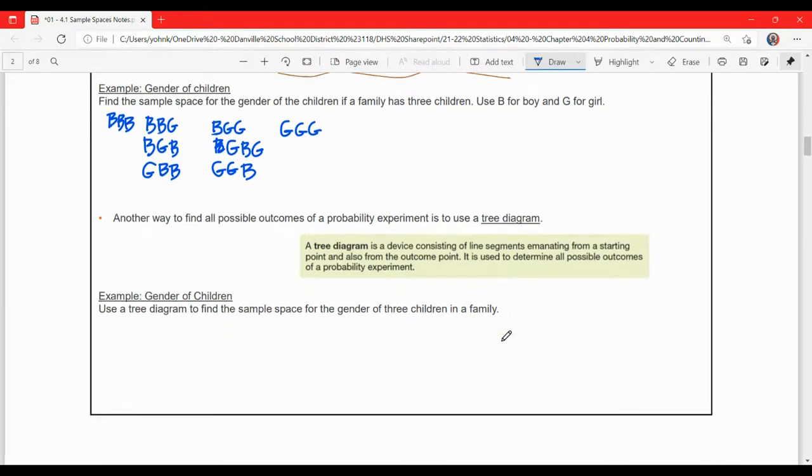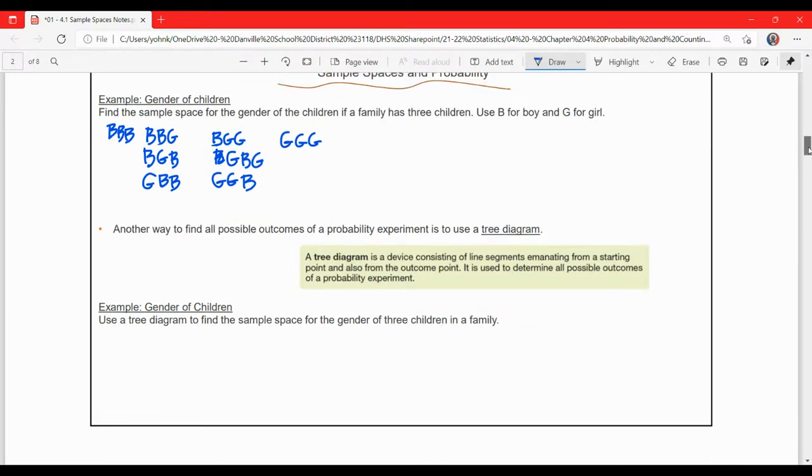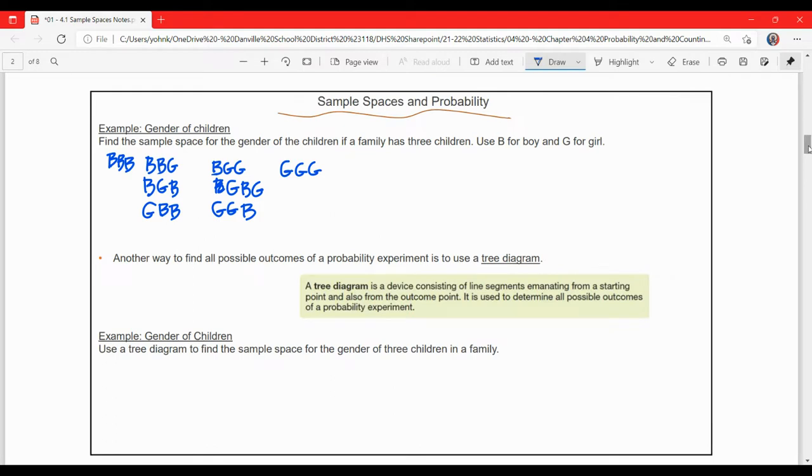Another way to find all possible outcomes of a probability experiment is to use a tree diagram. A tree diagram is where you pretty much have a starting point and you just keep branching off with different possibilities that can happen. So if you used a tree diagram to find all of the sample space for 3 children, you could start with having your first child. Your first child can either be a boy or your first child can be a girl. Then your second child could be a boy and your second child could be a girl, or boy here and girl here.